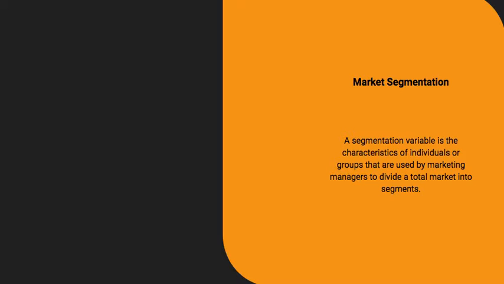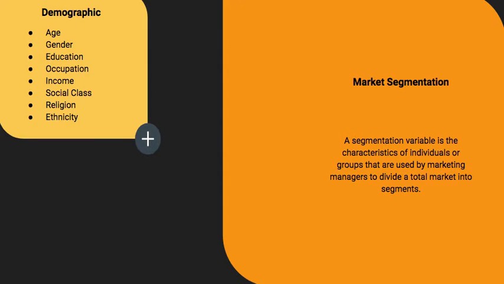Now, this is dependent on the kind of product that they're selling in the first place, whether it's something that everyone can use, which means that mass marketing, or the total market approach, will be the most appropriate. However, most businesses do segment the market somewhat, and they do this using a segmentation variable. These are the characteristics of the individuals or groups that the marketing managers use to divide that total market into little segments. So, firstly, we've got demographic.